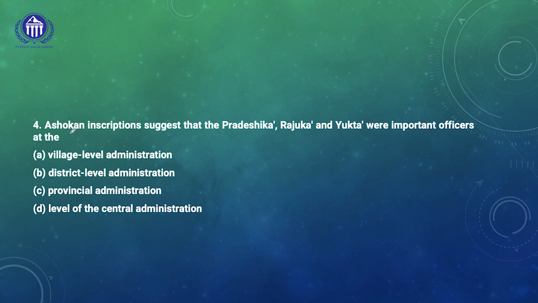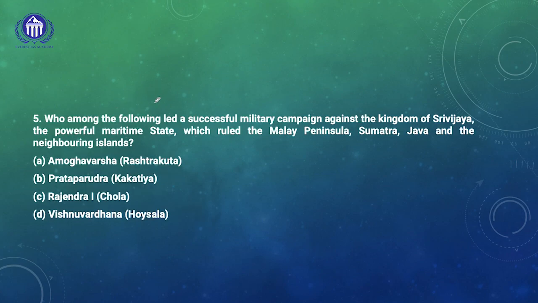Now coming to the fourth question, Ashokan inscriptions. Again, this is picked directly from the old NCERT. Now coming to the fifth question. Who among the following led a successful military campaign against the kingdom of Sri Vijaya and the Malay Peninsula?